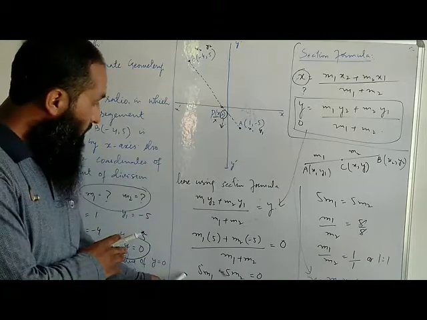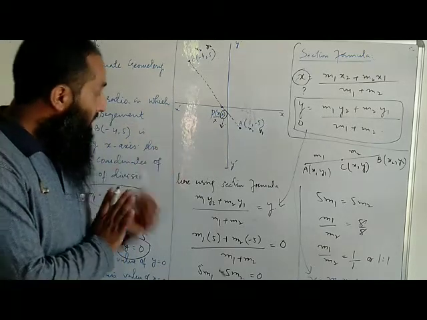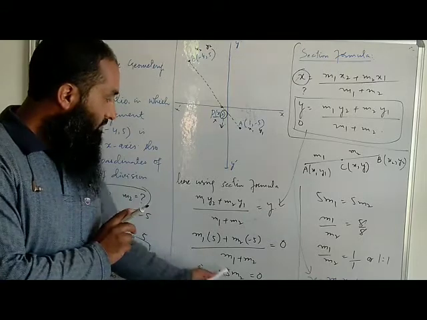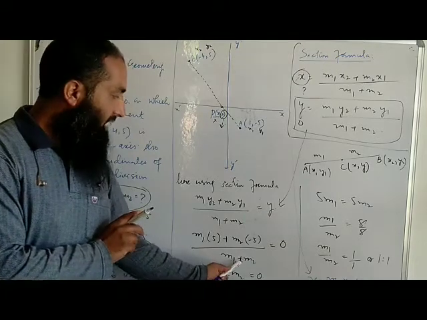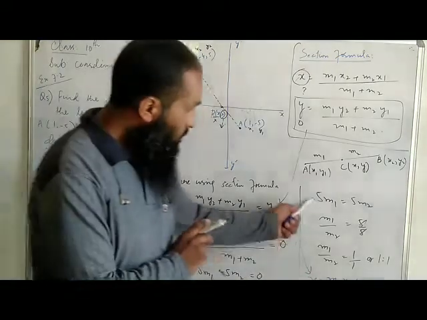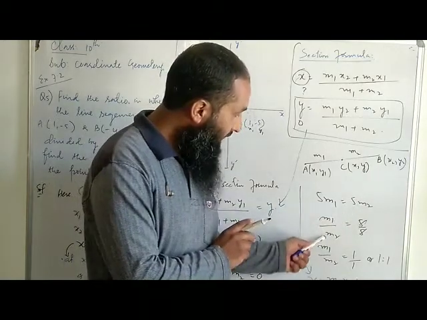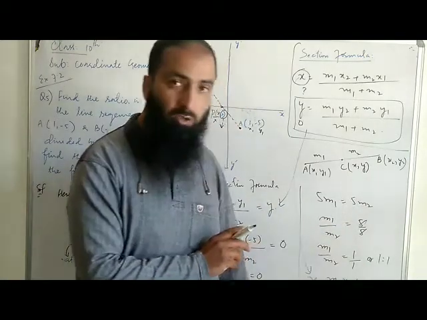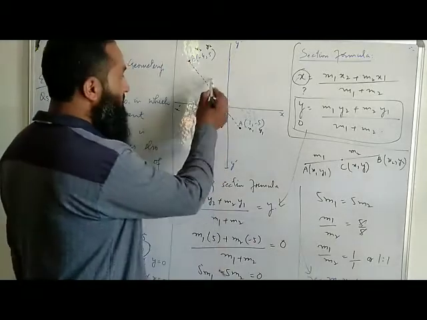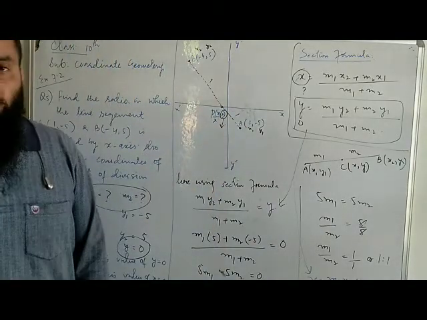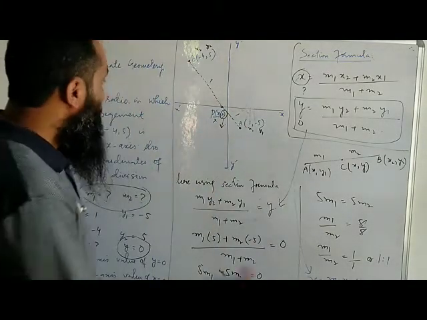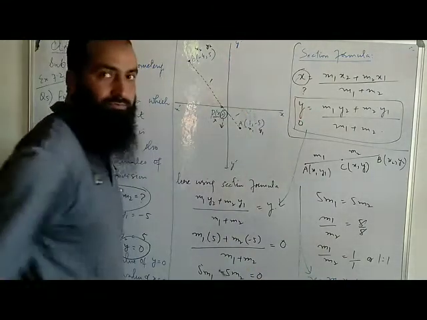Got it? So 5m1 minus 5m2, divided by m1 plus m2, multiplied with 0. So you will get m1 by m2 equal to 5 by 5, which is 1 is to 1. So the ratio is 1 is to 1. You got the ratio. Now we have to find x.